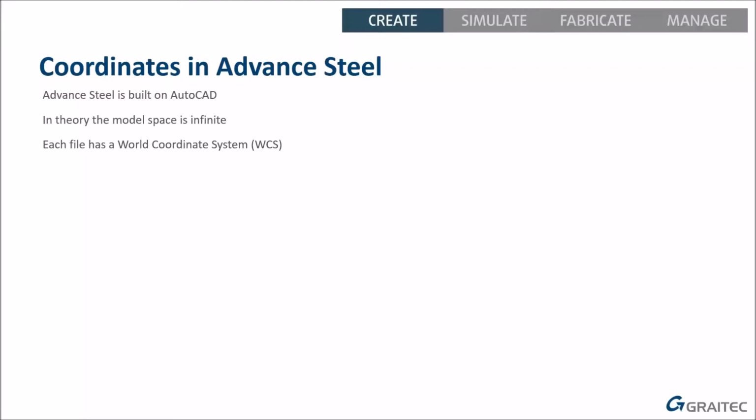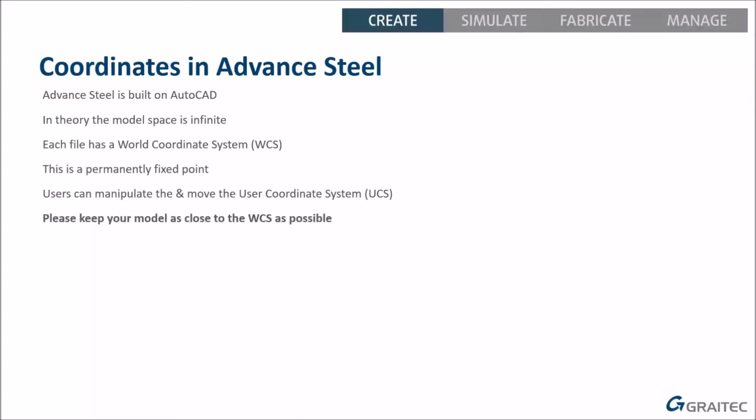And each new file that you start has a world coordinate system, the WCS, and that is a permanently fixed point. As users, you can manipulate and move the user coordinate system, the UCS, to model what you want, where you want, but that WCS, the world coordinate system, does not move. First advice would be to keep your model as close to the world coordinate system as possible.